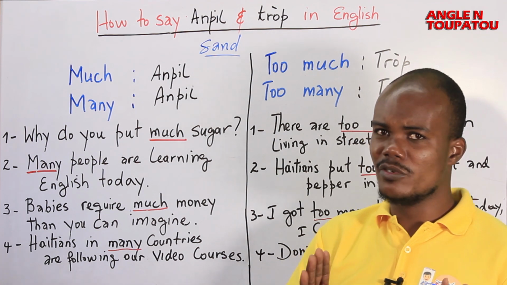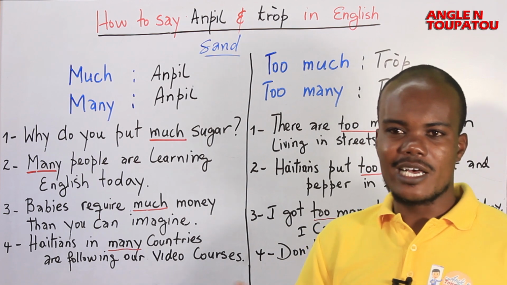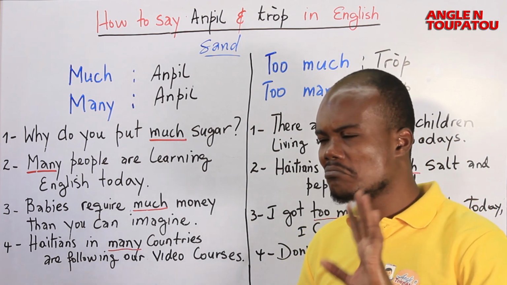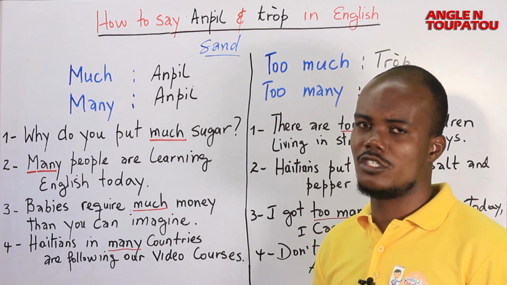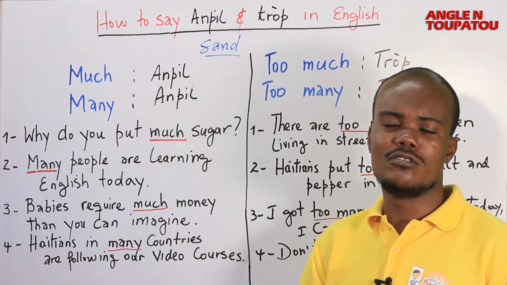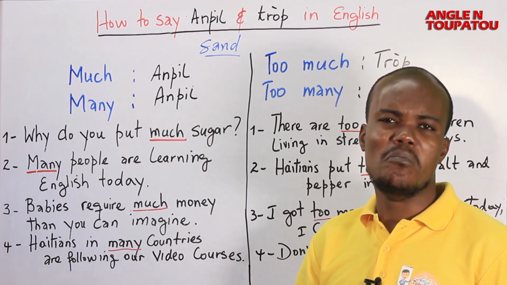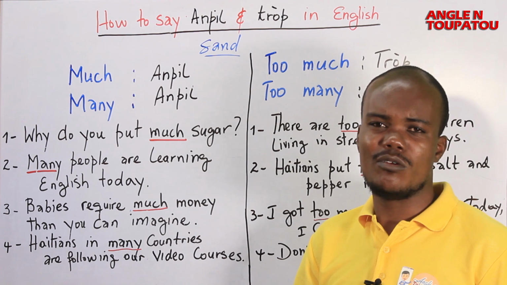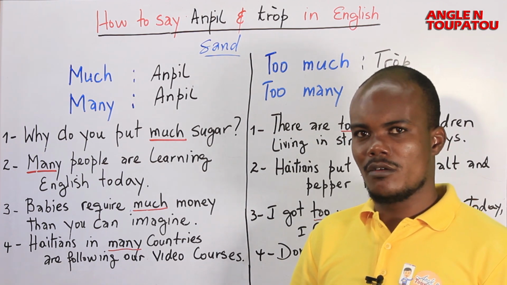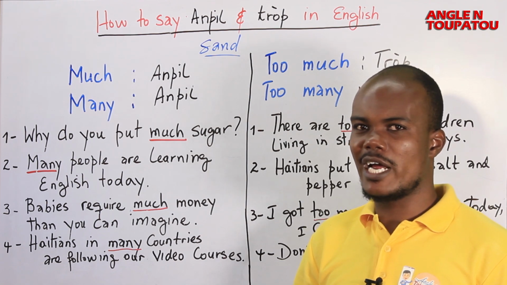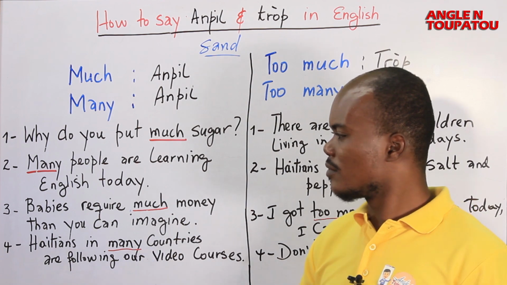You can't count money. You can count goods. You can count dollar. Ou ka konte good, ou ka konte dollar, ou ka konte euro. But you can't count money. One money, two money, three money? No. I've never had that. Good.